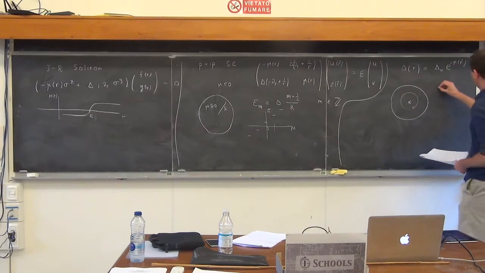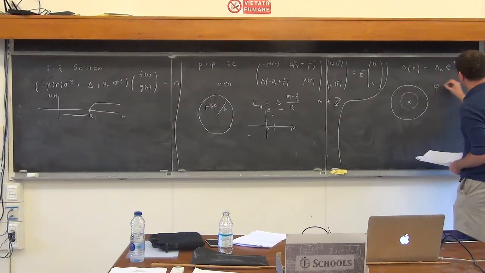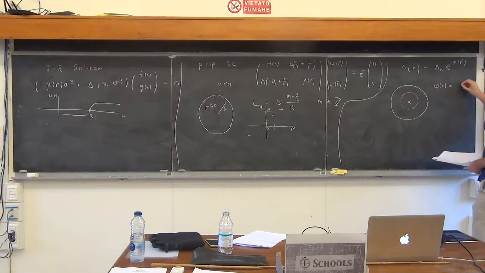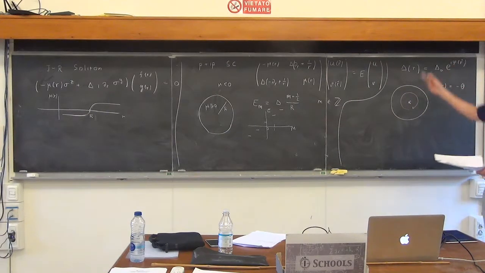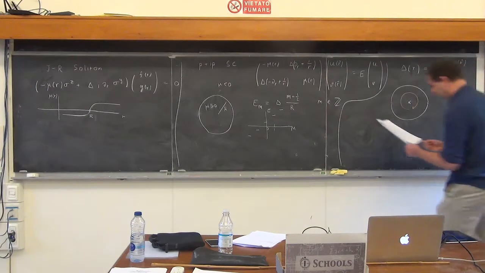So in particular, we're going to consider a configuration where phi of R is just equal to theta or minus theta. Plus theta means that the phase phi changes by 2 pi as you go around this point. That's a vortex. Minus theta is an anti-vortex. These are two different topologically non-trivial configurations of the order parameter.